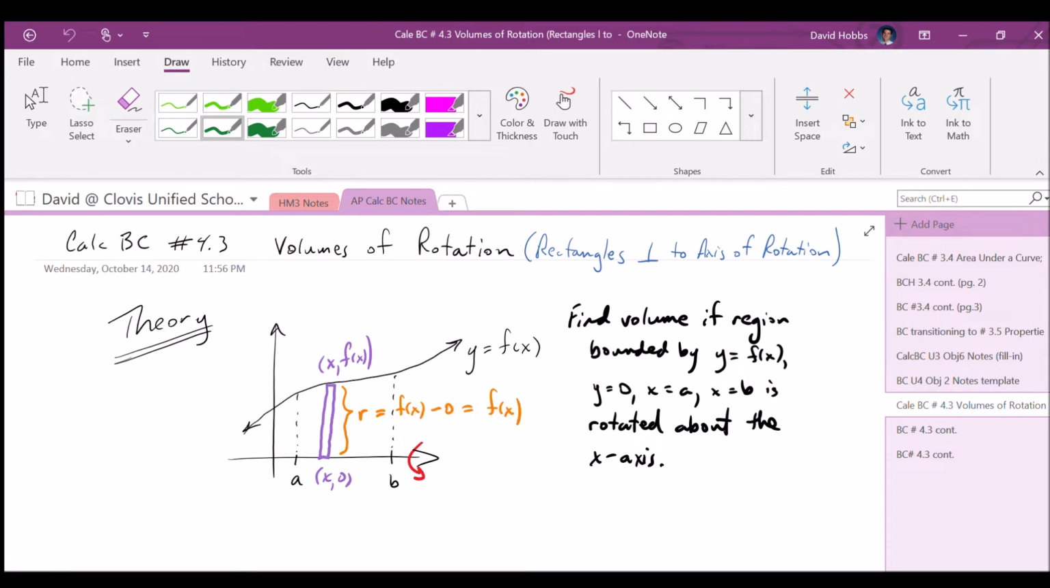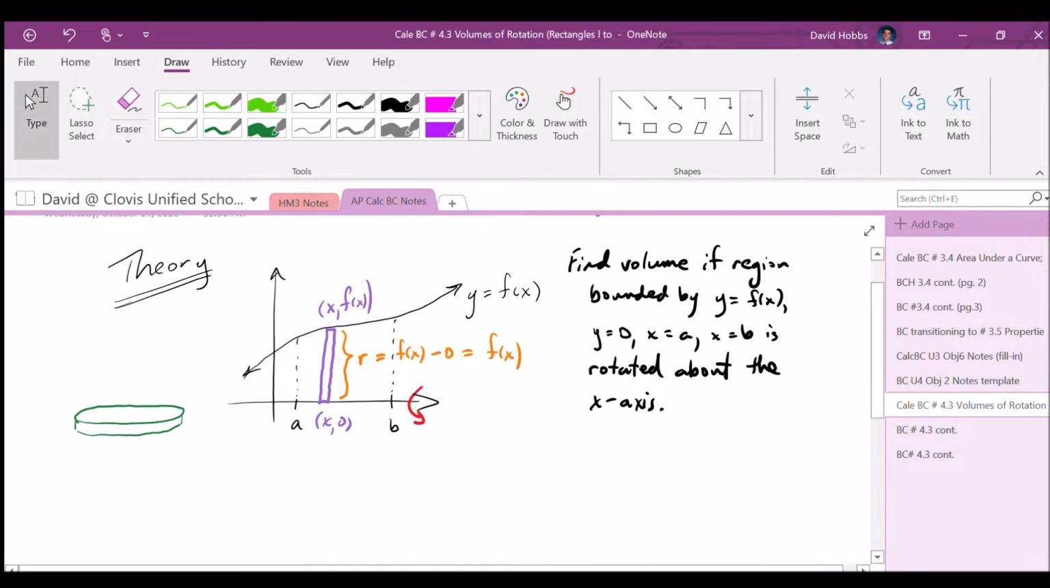At least for right now, we have to have rectangles that are perpendicular to the axis of rotation. We're going to start off with rectangles that are touching the axis of rotation at one end the whole time. If you focus in on that one rectangle and it rotates about the x-axis, we're getting a disc shape, a disc or a coin kind of shape. And if you think about a disc or a coin, isn't it just a little itty bitty cylinder?